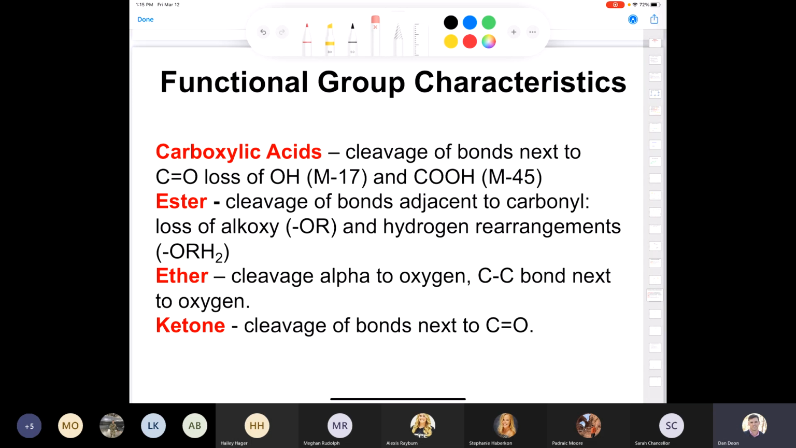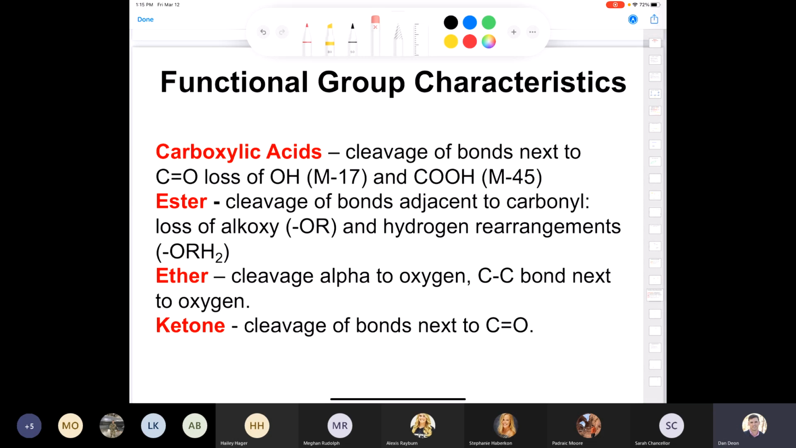Now we're on to what? We got carboxylic acids, esters, ethers, right? I know my students can all identify a carboxylic acid, with one eye open, in the infrared spectrum. But what would we see in the mass spectrum of a carboxylic acid? What if you didn't have an infrared spectrum? What are the things that you would look for?